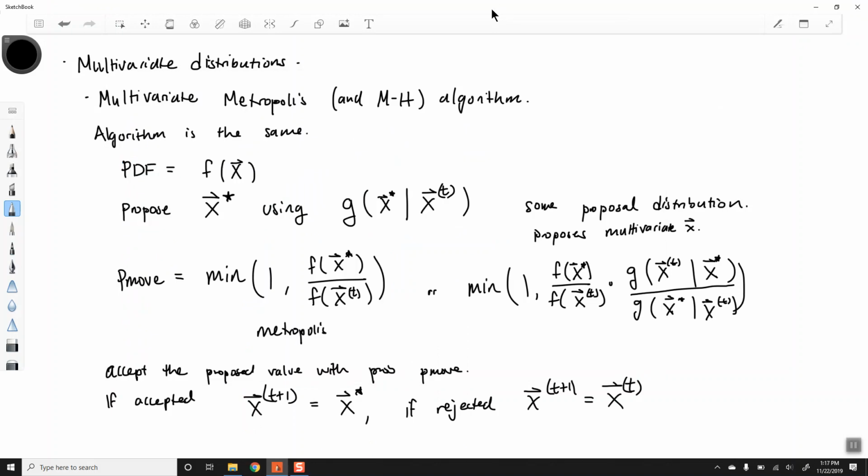All right, going back here, multivariate distributions. The Metropolis algorithm is exactly the same. Metropolis-Hastings algorithm is the same. And so as far as proposal distributions, you have a few options, right? I'll just do it for the Metropolis algorithm, and we'll do the multivariate case.